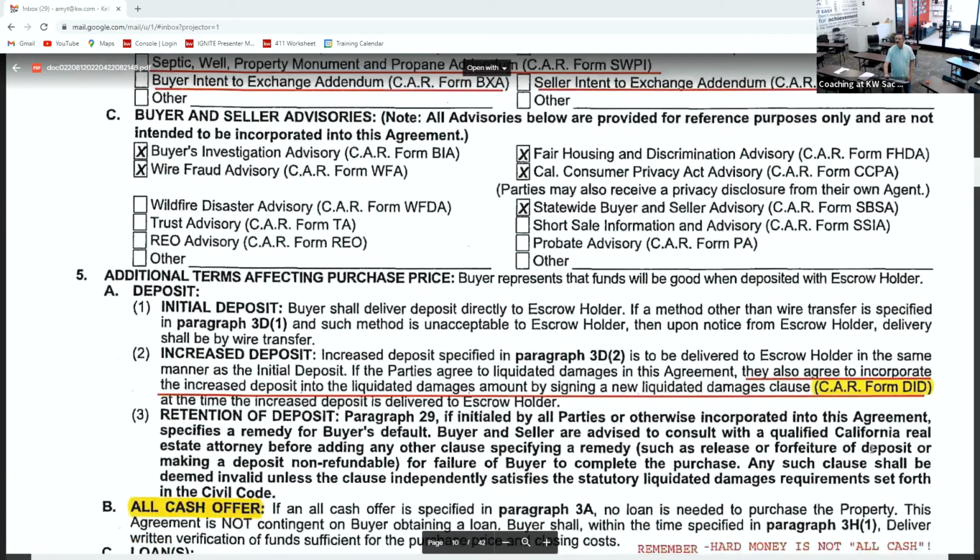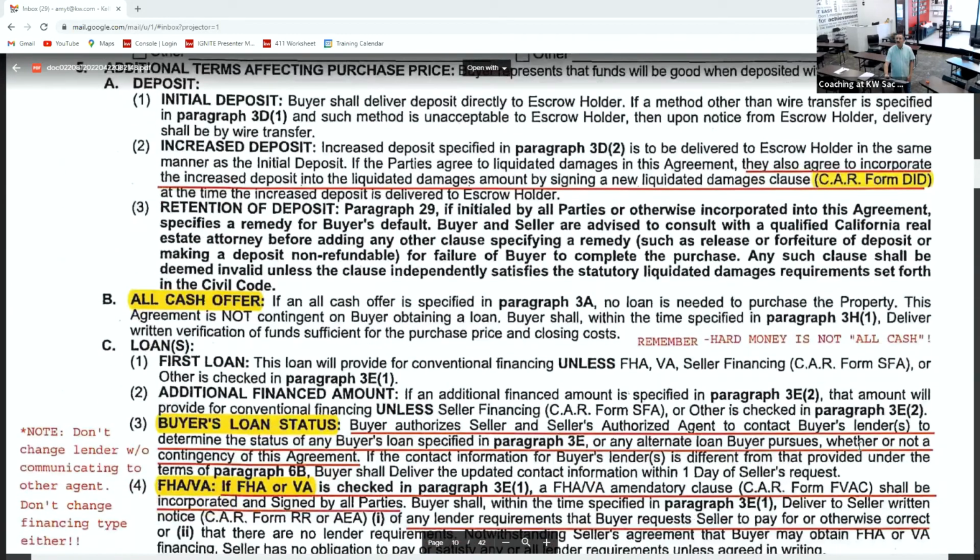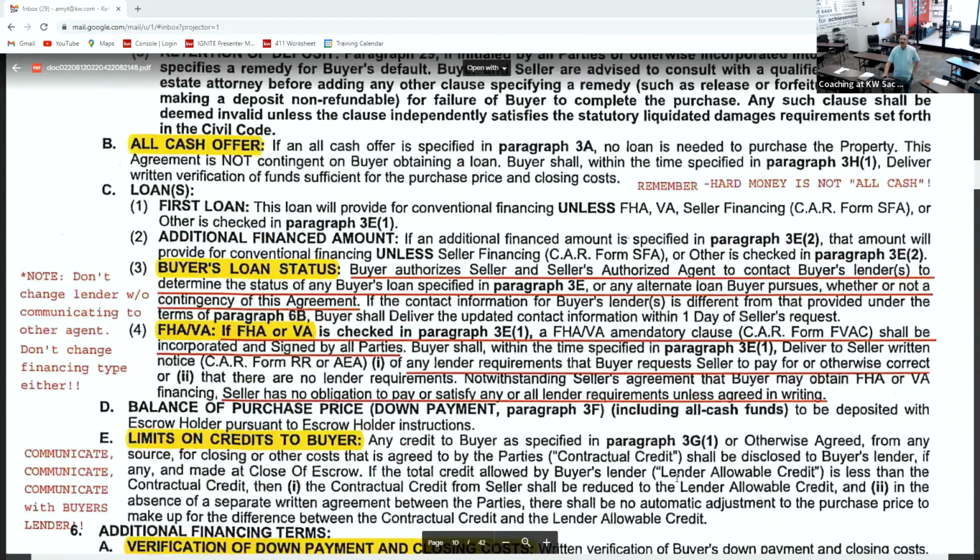Got all the fair housing forms, statewide buyer and seller will be included. Increased deposit, I already talked to you about this. If there's an increased deposit involved, you have to specifically say the money is covered by the liquidated damages clause. If there's an all-cash offer, I put a little note here, remember, hard money is not all cash.